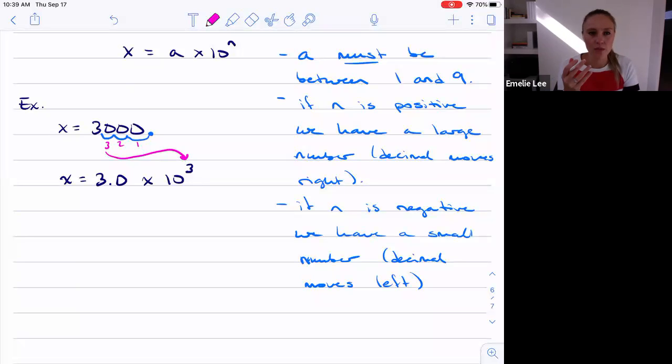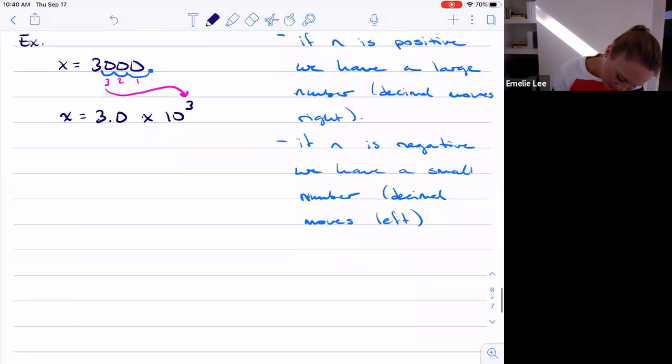And so if n is positive, so here 3 is positive, which means that the decimal from 3.0 would move to the right 3 places. Okay?